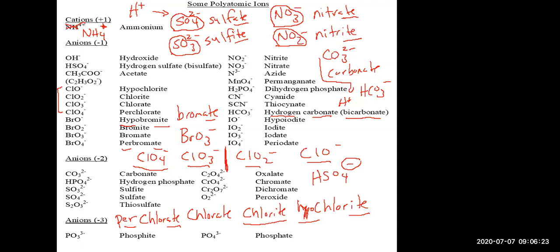Now, a vast majority of all polyatomic ions, like I said, do end in ate or ite, but there are some that end in IDE. So you can see here, OH minus is hydroxide, IDE. N3 minus is azide. CN minus is cyanide, which is right here. So there are some that do end in IDE, but a vast majority will have that ATE or ITE combination.